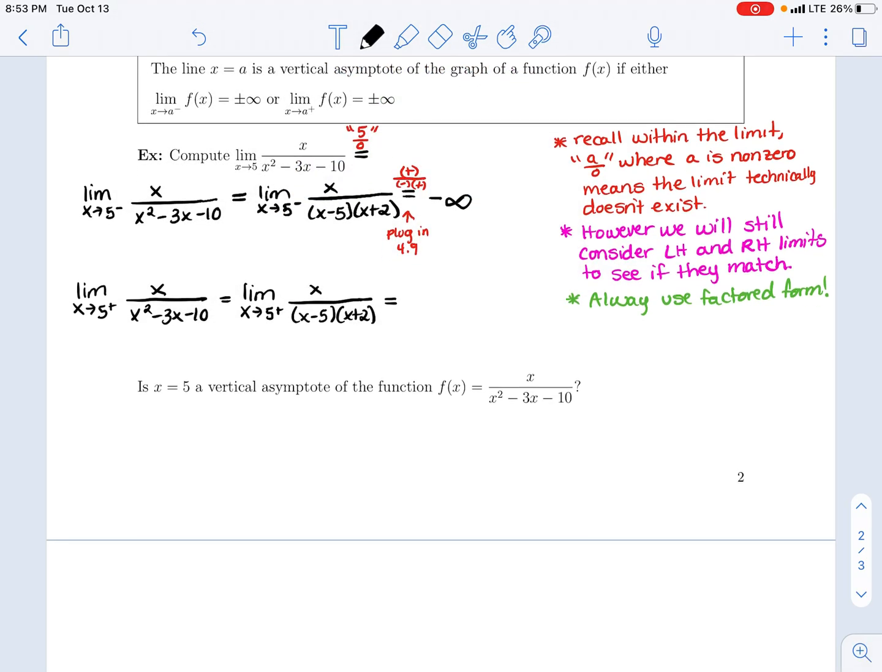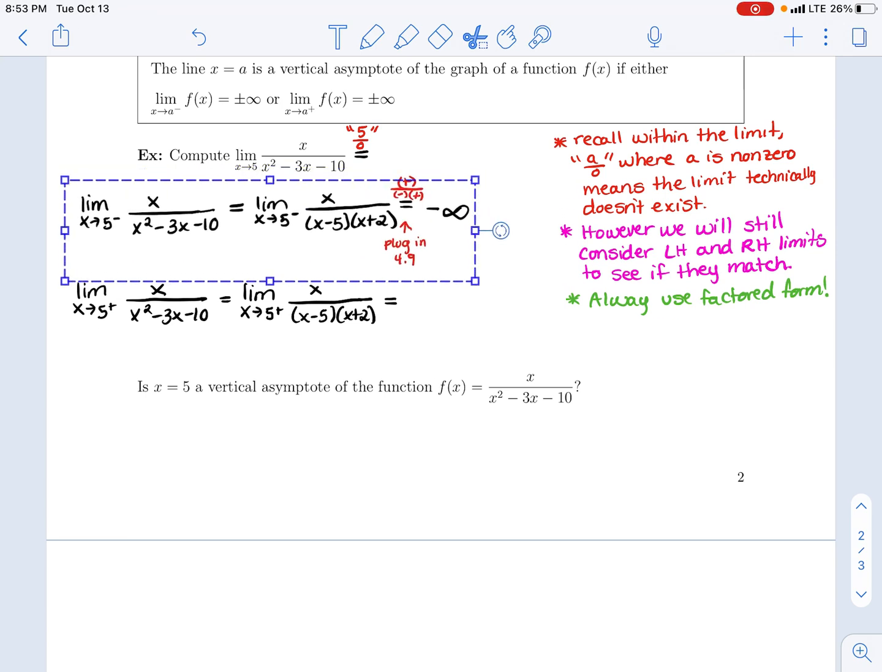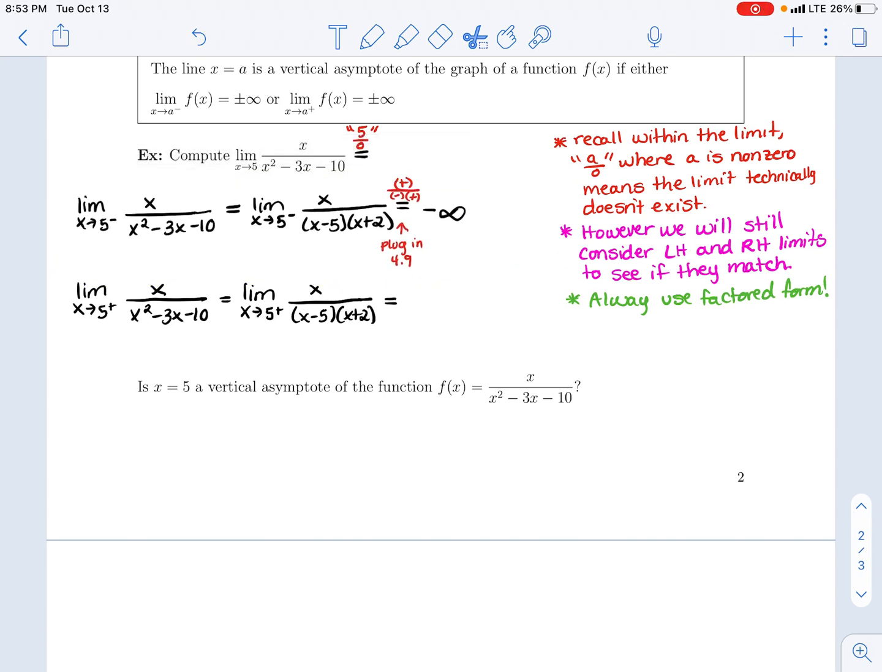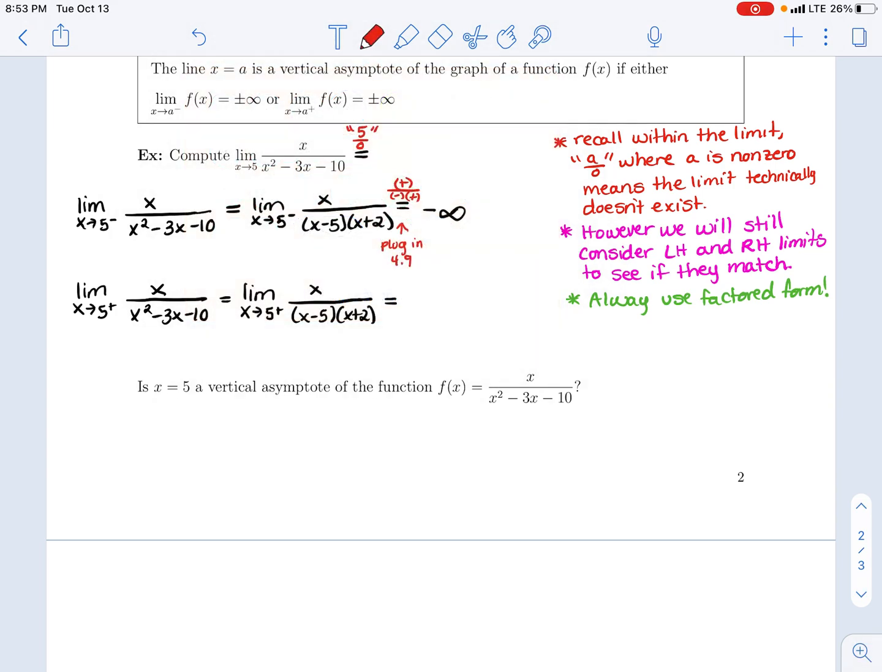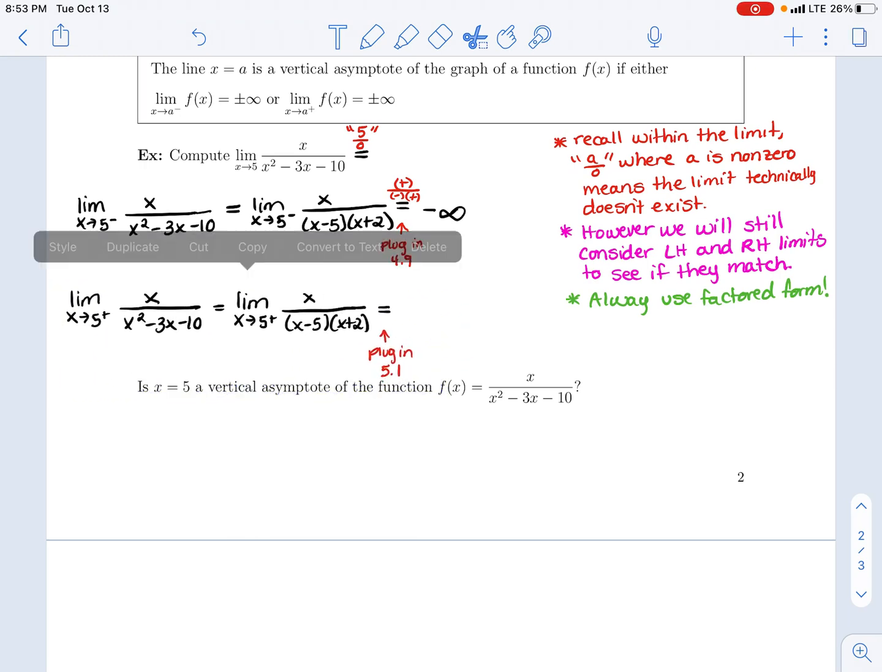Okay, I'm going to do the same idea now with the right-handed limit, except now I need to plug in something that is close to 5, but to the right of 5. So something like 5.1, for example. So now I'm going to plug in 5.1. And again, I don't really care what exact number I get when I plug in 5.1. I just want to know if it's positive or negative.